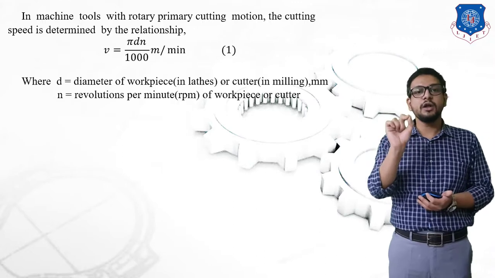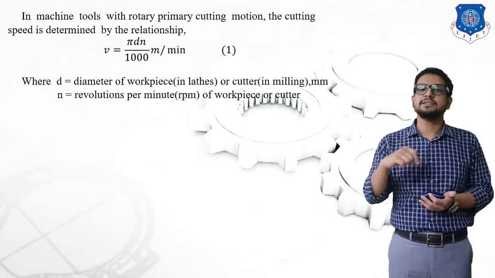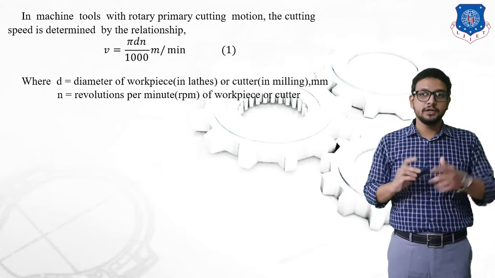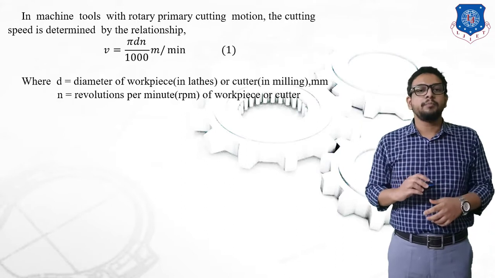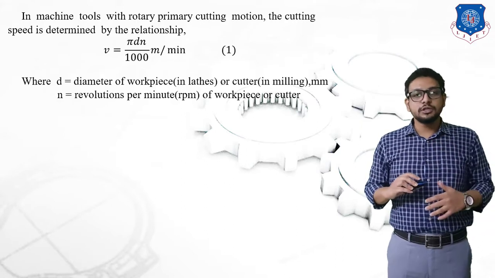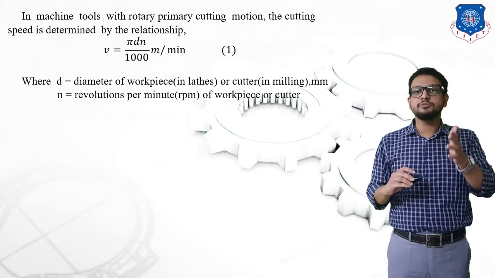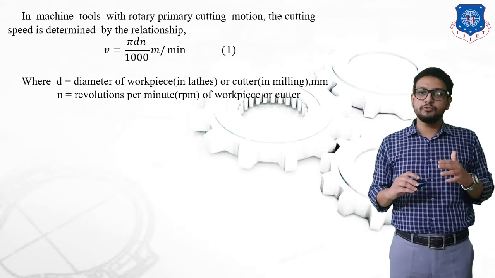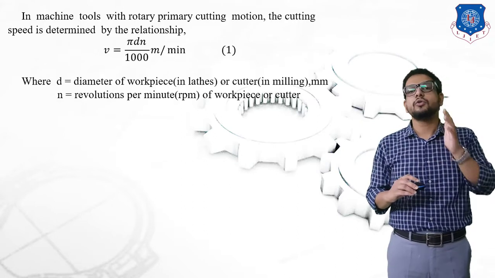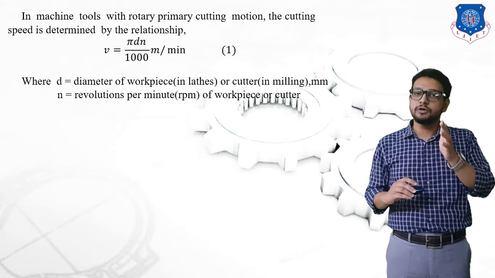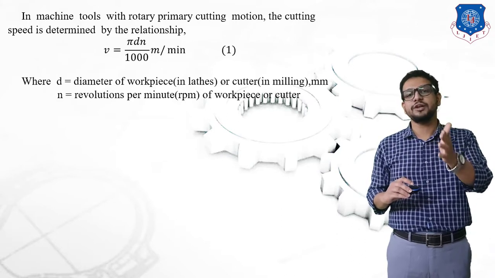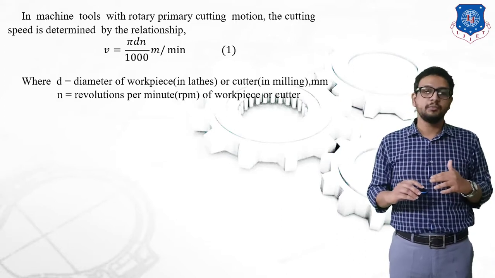Remember that. Where small n is the revolution per minute, that is RPM, of a workpiece or of a spindle. Okay, so this is one of the equations of cutting speed. Now in which machines can we use this equation? In a machine in which rotary motion is the drive motion, that is in the case of a lathe machine and a milling machine.